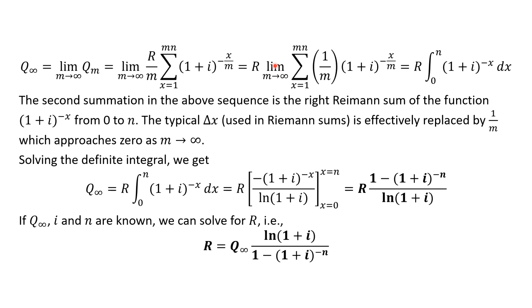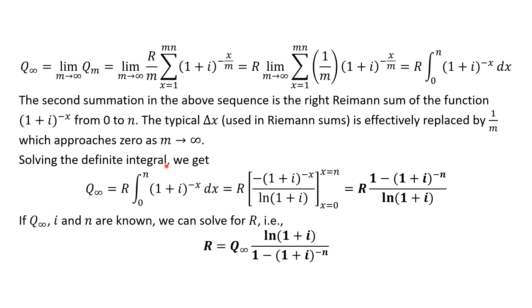The first comment I made here is something I mentioned on the last slide. The second summation in the above sequence, so here, is the right Riemann sum of the function (1 plus i) to the minus x from 0 to n. So I'm just explaining how to get from here to here. The typical delta x used in Riemann sums is effectively replaced by 1 over m here and here, which approaches 0 as m approaches infinity. So that's the same as letting delta x go to 0.